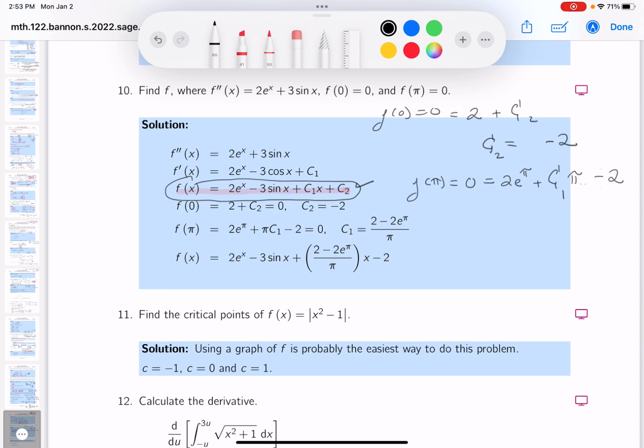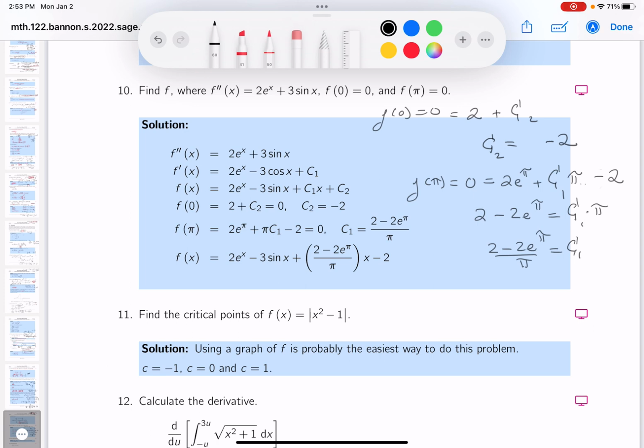What are you going to get? Let's see. 2 minus 2e to the pi equals c1 times pi. Divide through by pi, by the way. What do you get? 2 minus 2e to the pi over pi, which is c1. All right? So, you plug it in. And what do you plug it in? Again, I want to remind you, you plug it in on the f, and that's what they're looking for.